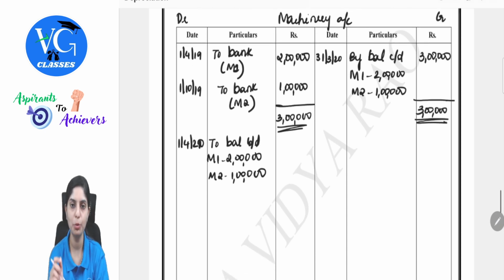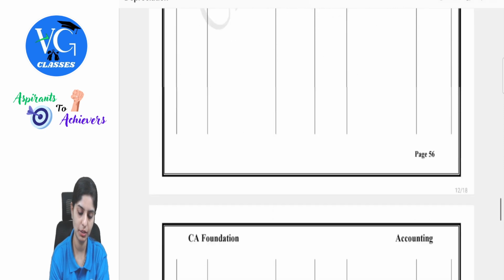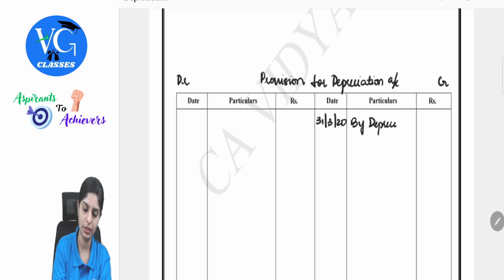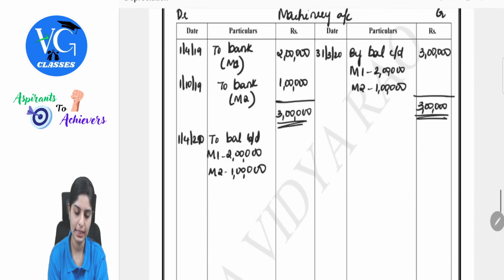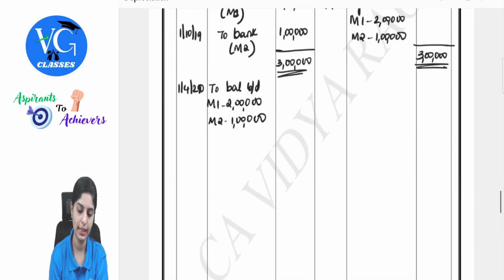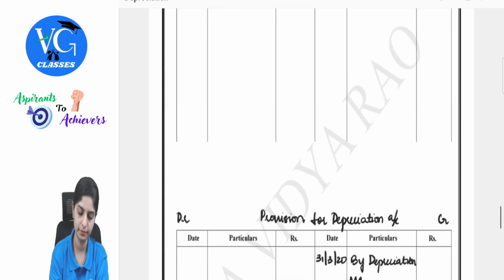Depreciation account debit to provision for depreciation. So 31st March 20, by depreciation, machinery 1 and machinery 2. This was 10% on which method? Original cost. So 2 lakh, 10%, 20,000.